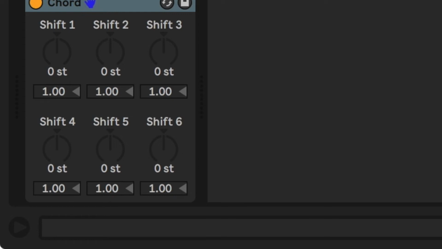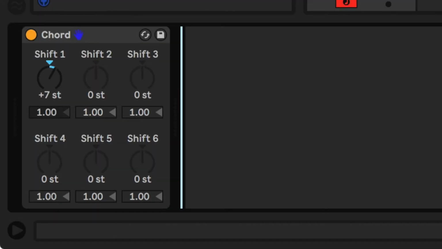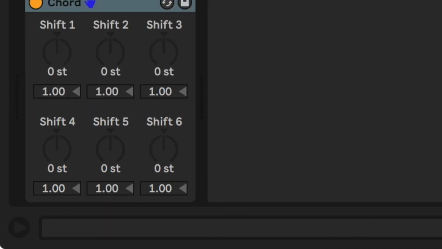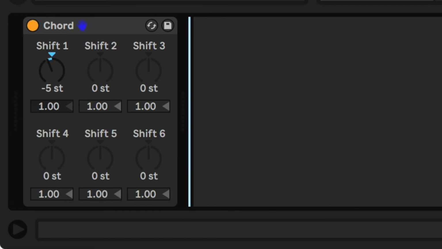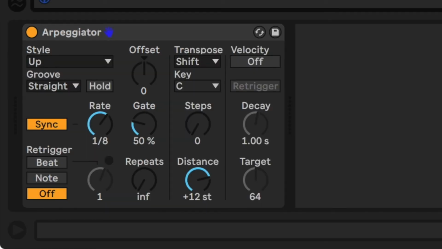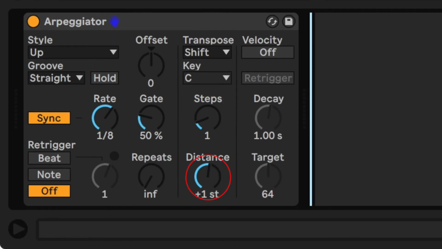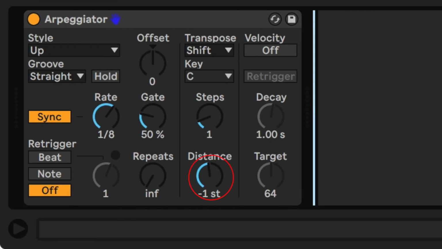For example, let's say that we're using the chord tool and we want to hear the 5th above, but let's say that we decide we'd like to hear it 2 octaves above. But let's say that we would like to use the 5th, but we would like it to be below the root. Or you're using the arpeggiator and you want to understand the correlation between distance and steps. When steps is 1 and distance is +1, what's the effect? And if distance is -1 and steps is 1, what is the effect?